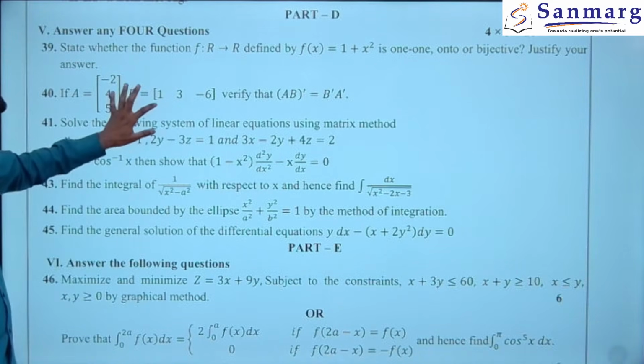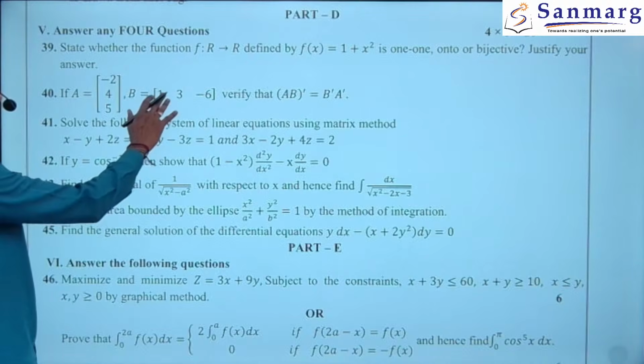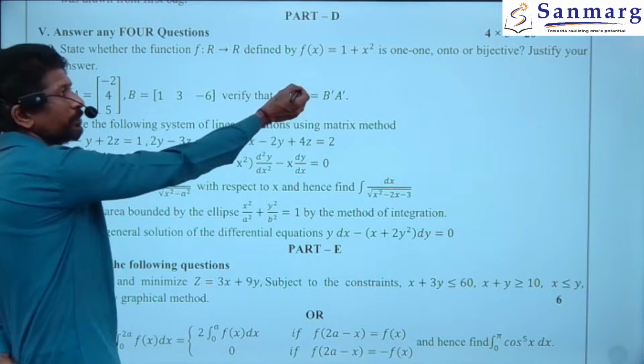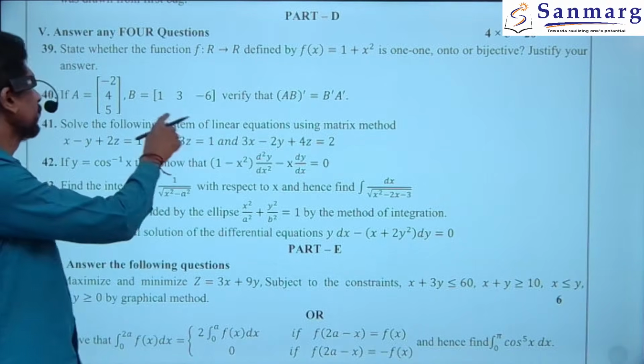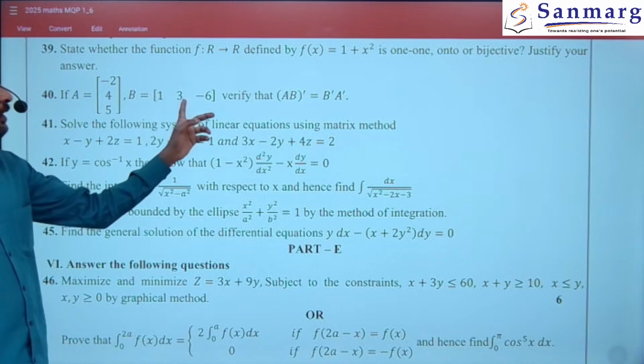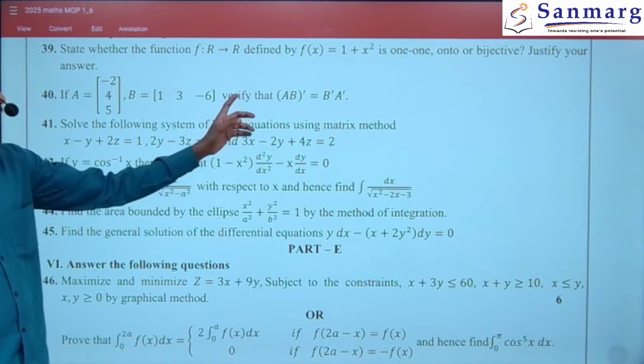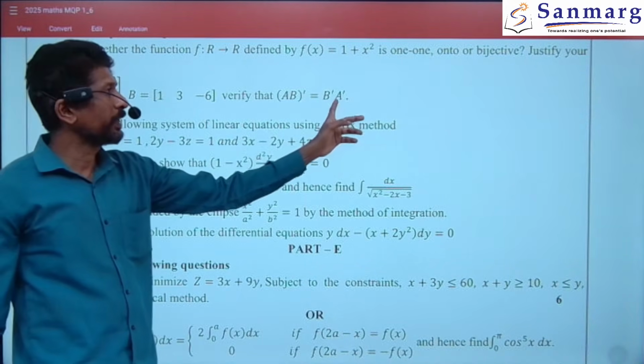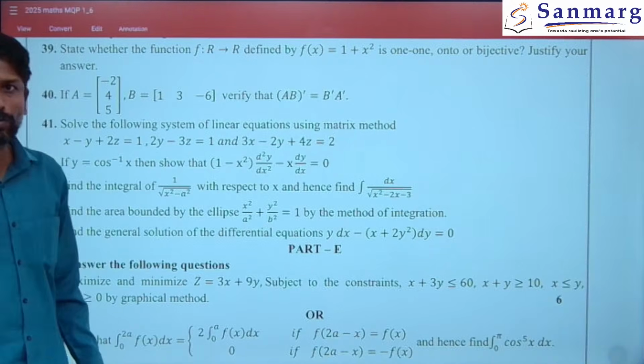The second question is on the matrix. As you know, the dash means transpose of the matrix. Here they are given two matrices now. One is a 3 into 1 matrix, and the other is a 1 into 3 matrix. By using that, (AB)' is equal to B' into A'. That is called De Morgan's theorem.